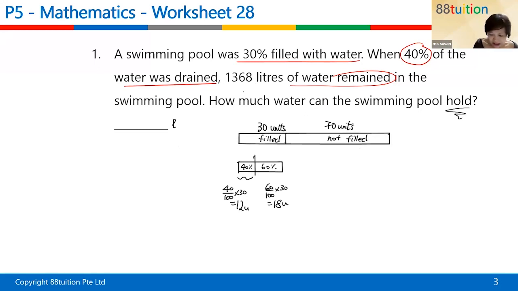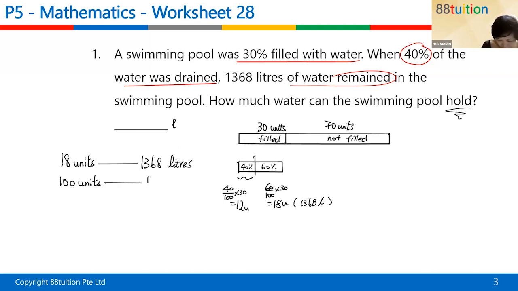So the remaining water is the 18 units, which is 1,368 liters. Okay. So now I can use it. 18 units will give you 1,368 liters. And then now I have to find my 100 units, which is at first. Divide by 18. 1,368 divided by 18 times 100.